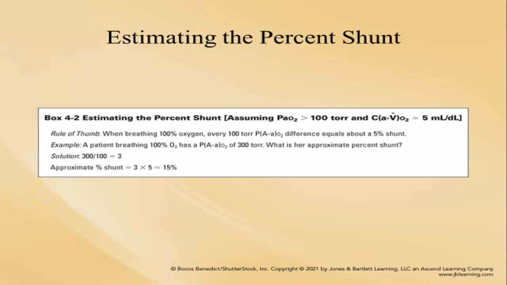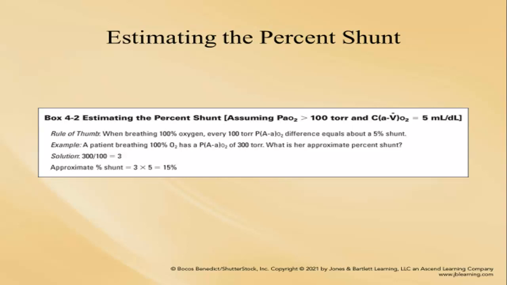And the other way that you can get your shunt is to estimate it. This is assuming that you have a PaO2 greater than 100 and your CavO2 is 5, which is about normal. And so the rule of thumb, if you're on 100%, every 100 torr of difference equals about 5% shunt. Now, there's another way also that you can estimate shunt, and that is by AaDO2s of 50.